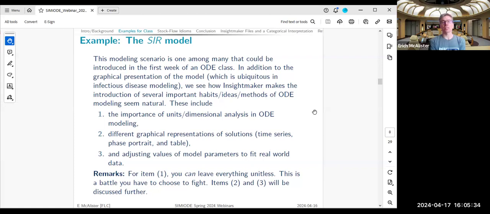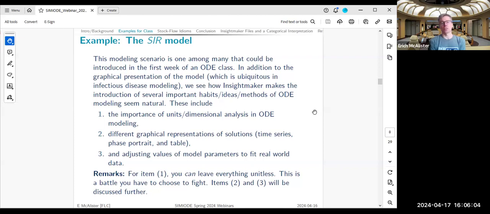So these are just things that we can look at and illustrate with this SIR model. A couple of remarks. The first one is you can leave everything unitless in Insightmaker and just say, I'm constructing this thing, I know what the units are on paper, I don't want to deal with it in Insightmaker. That's something that I've done in the past, and I've not done in the past in teaching.